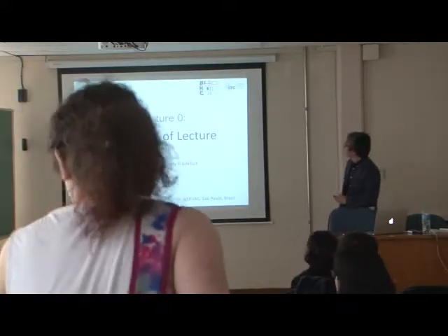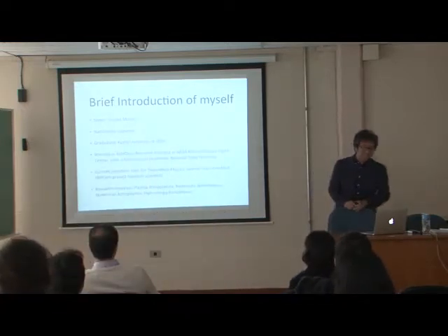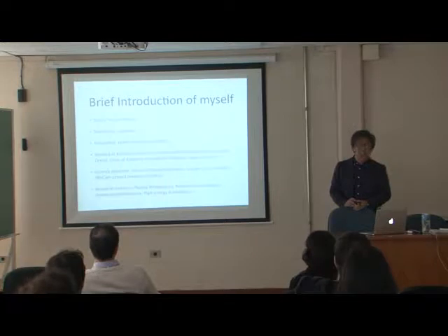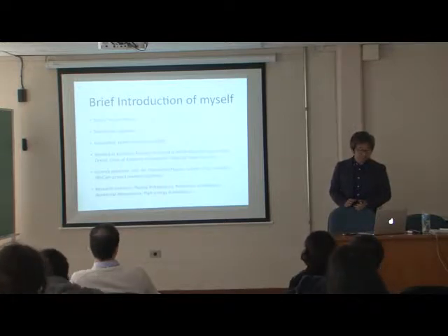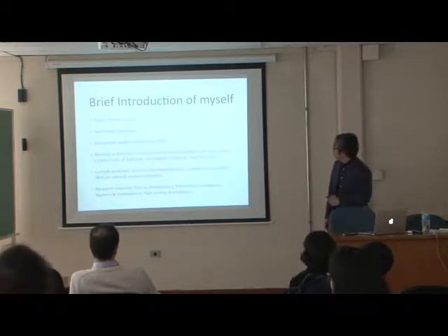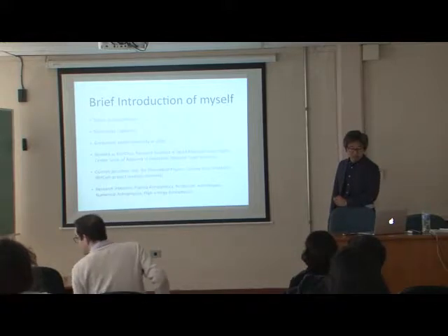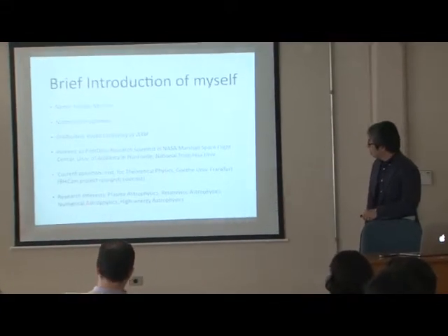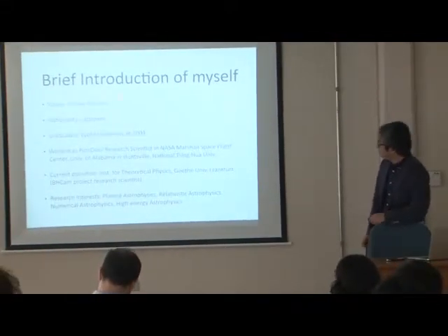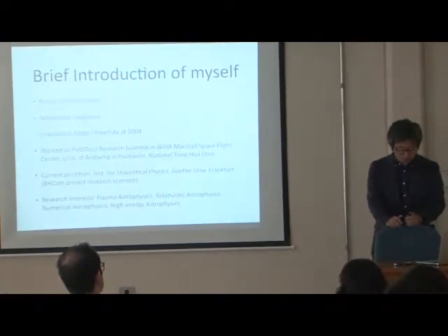So this is a brief introduction of myself. I have already been given one. My name is Yosuke Mizuno, and my nationality is Japanese. I graduated from Kyoto University, then worked as a postdoc research scientist at the NASA Space Flight Center in Alabama and the University of Alabama in Huntsville. My current position is at the Institute of Theoretical Physics at Goethe University Frankfurt, where I am a Black Hole Cam project research scientist. My research covers plasma astrophysics, relativistic astrophysics, numerical astrophysics, and high energy astrophysics.